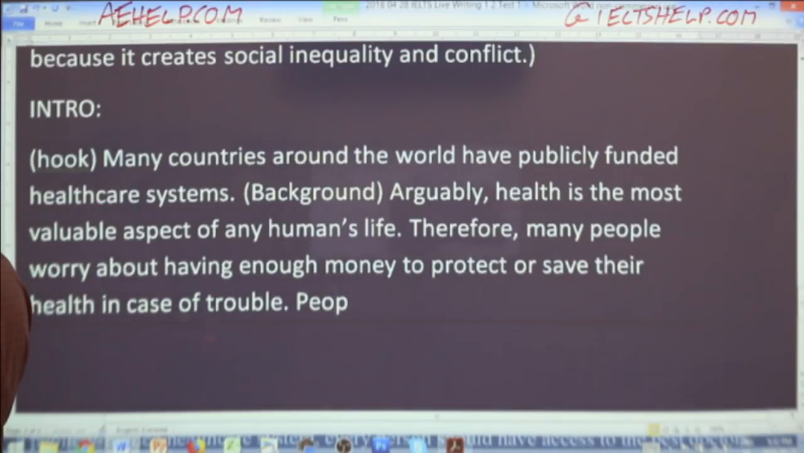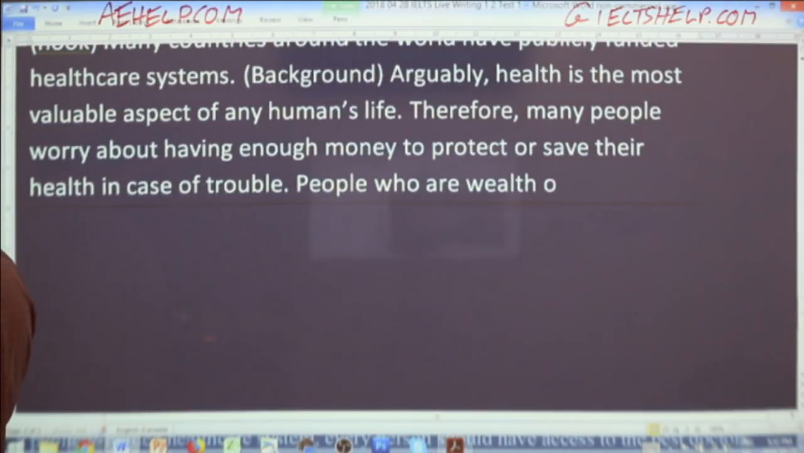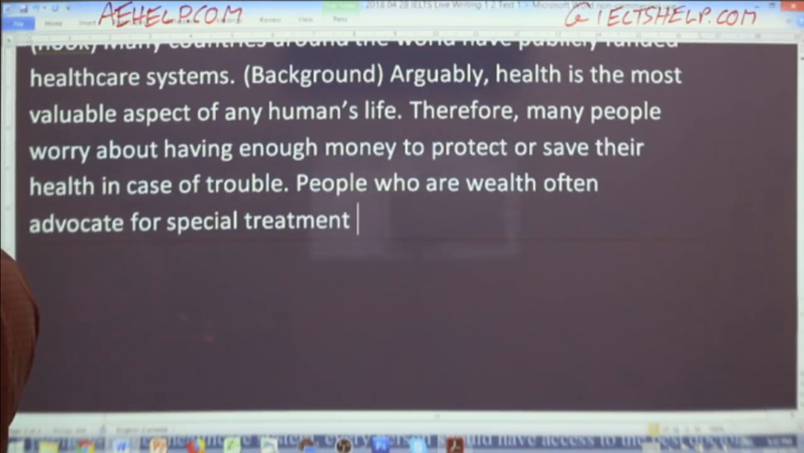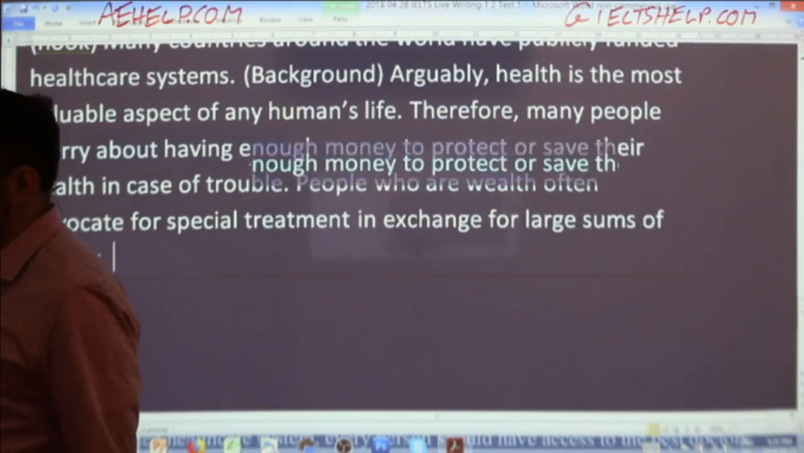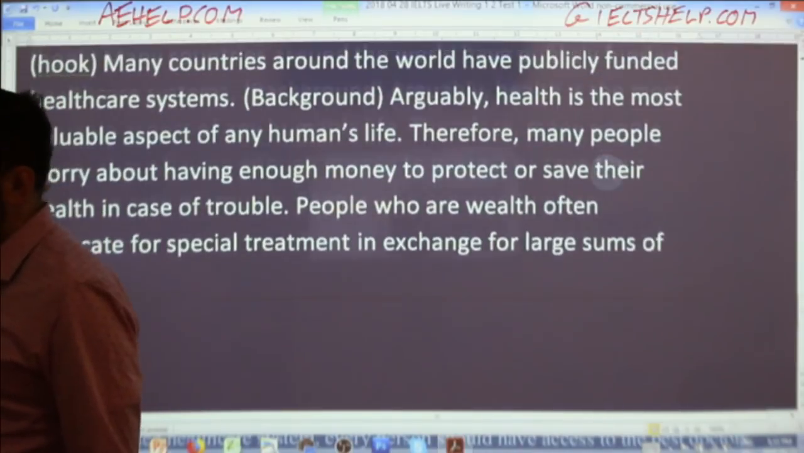People who are wealthy, or you can say the rich, often advocate for special treatment in exchange for large sums of money. Okay, so that's my background. It makes sense, it's good.